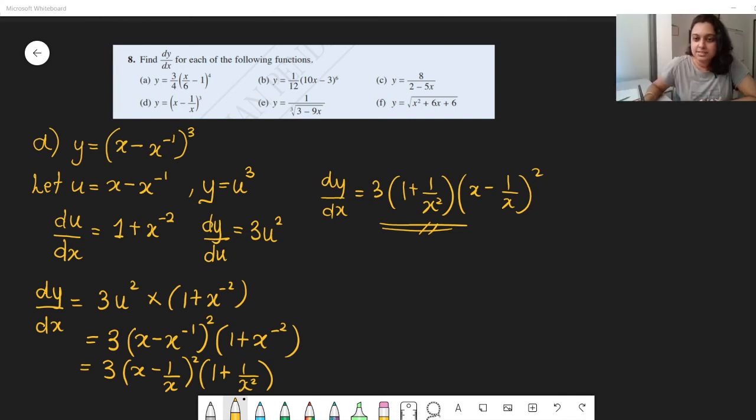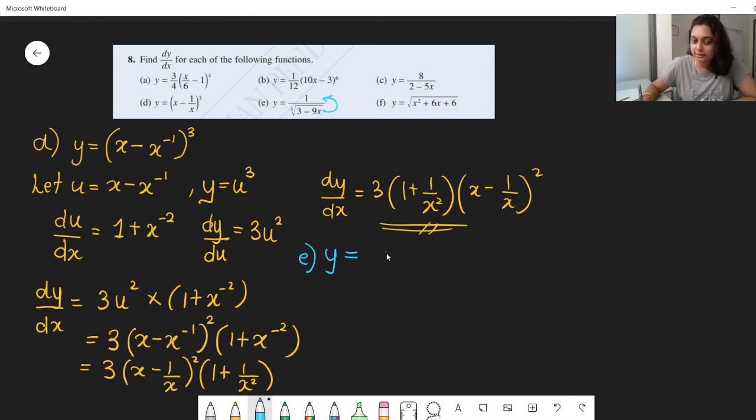Okay, now let's move on with question E. For question E, you have to change the equation. The x part here is down, right? So you have to bring it up. You have to move it to the numerator place.